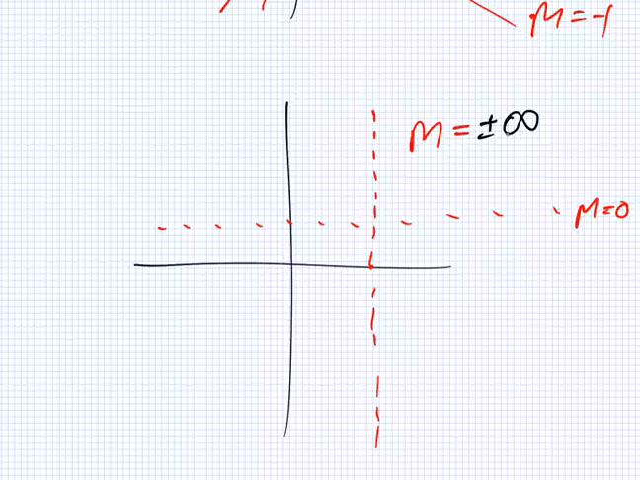So this is a bad graph because I should have had it at least going in the negative part.